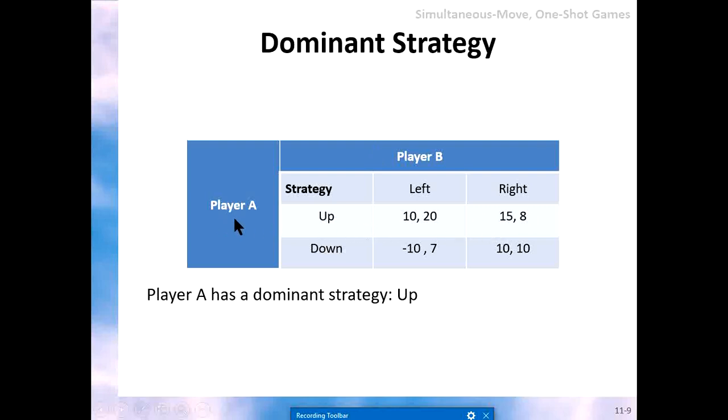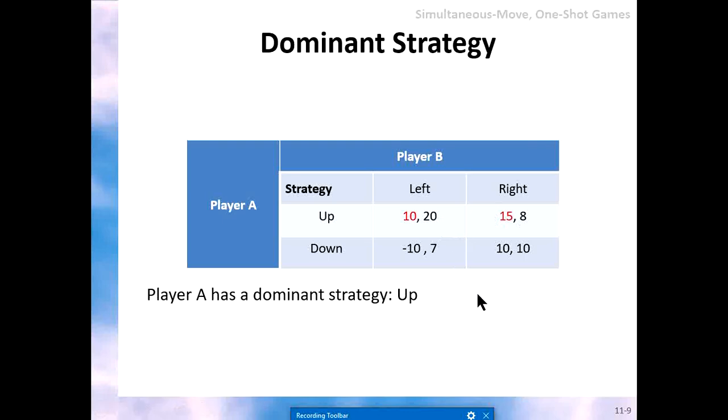Means that if he chooses the up strategy, whatever player B plays, he still gets the better payoff, which is either 10 or 15. But here he can get only -10 or 10. So the highest payoff comes from choosing the up strategy.